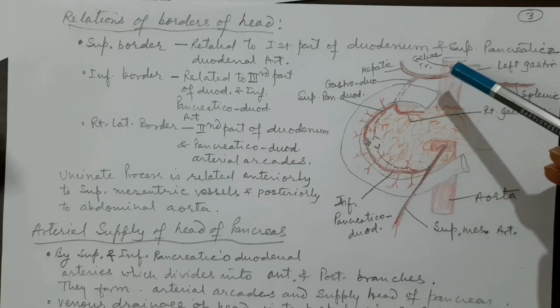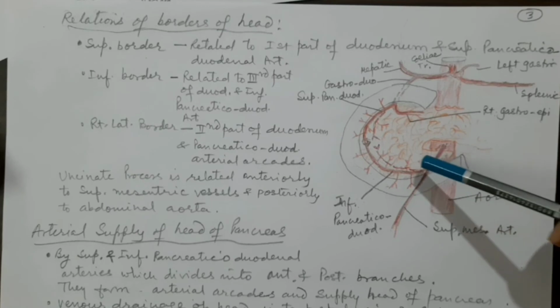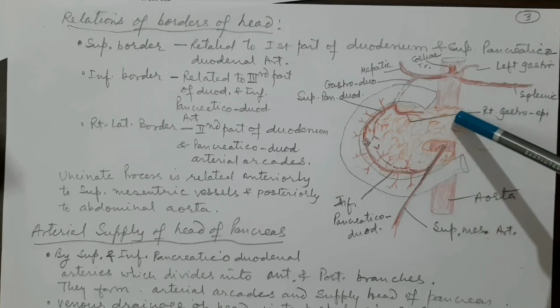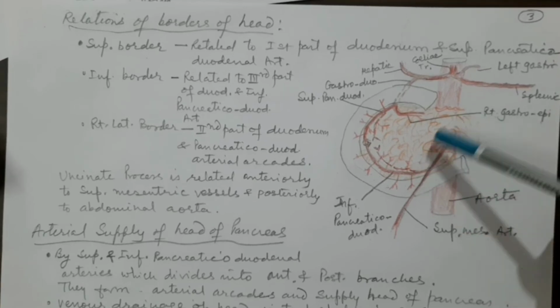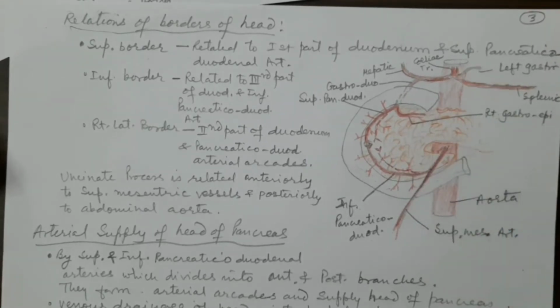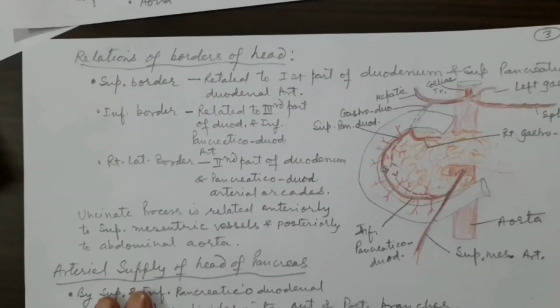So how many places will it drain? Celiac group of lymph nodes, superior mesenteric group of lymph nodes, and then the pyloric group of lymph nodes. So this is the lymphatic drainage, which is important because cancer will spread first to these lymph nodes. Okay, it will go first to these lymph nodes.